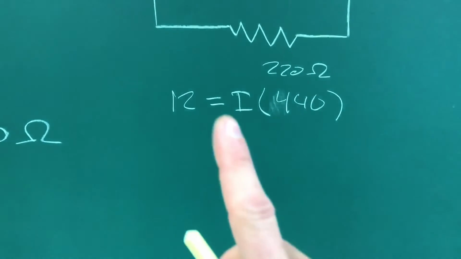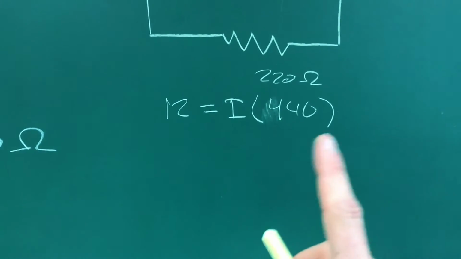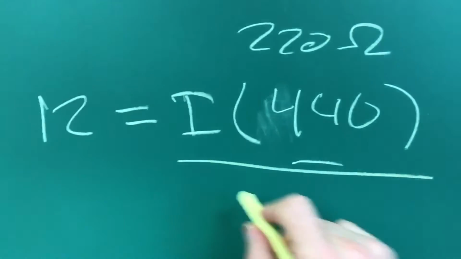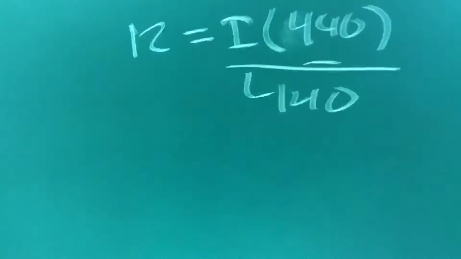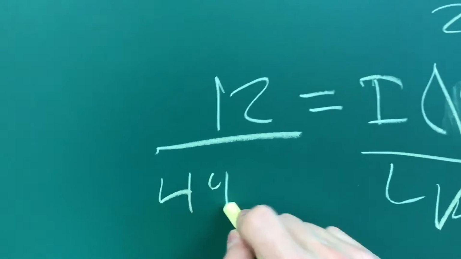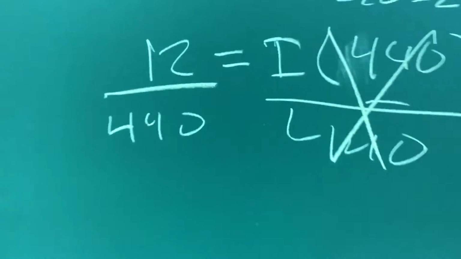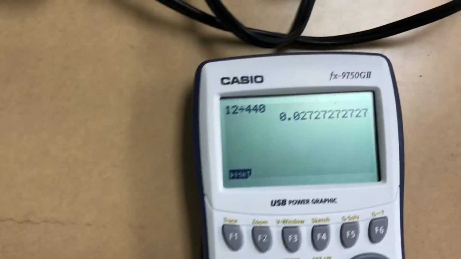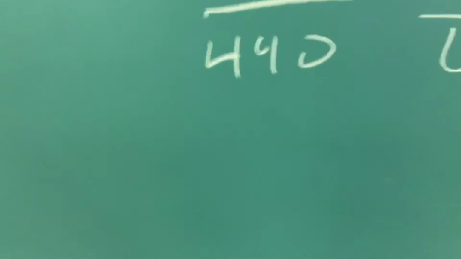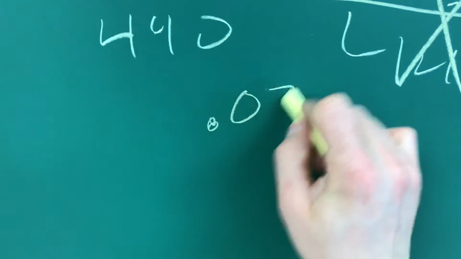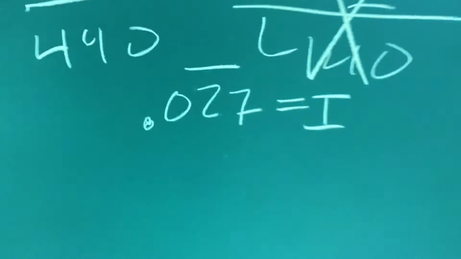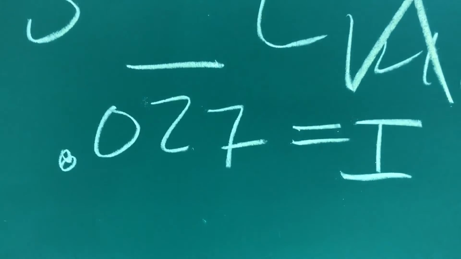Okay, so now we have an equation that we can work with. 12 equals I multiplied by 440. We want to get I by itself, so we divide both sides by 440. Those 440s cancel out, and we divide this side by 440, and we get a really small number: 0.027 repeating equals I.